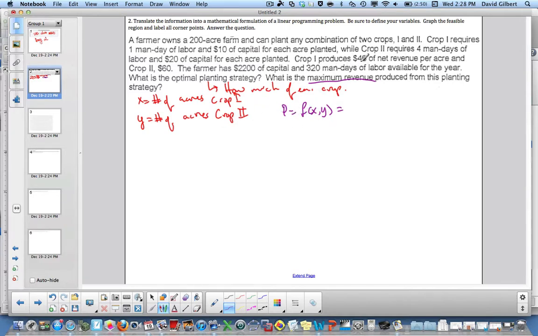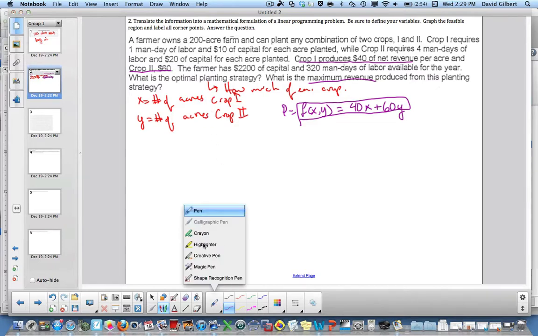It says there's a $40 net revenue on crop 1 and a $60 net revenue on crop 2. So that's $40 for every acre of crop 1, plus $60 for every acre of crop 2. So here's our max-min function. Alright, now let's come up with our constraints.